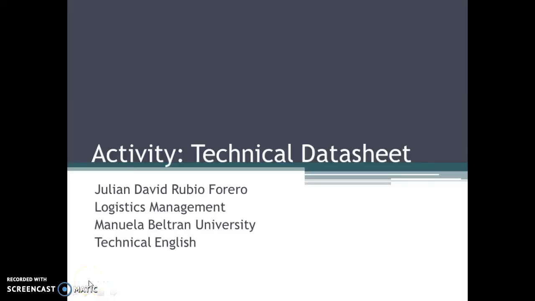Hello, teacher and classmates. This is the development of the activity technical datasheet. My name is Julián David Forero. I'm a logistics management student at the Manuela Beltrán University. This is the subject Technical English.